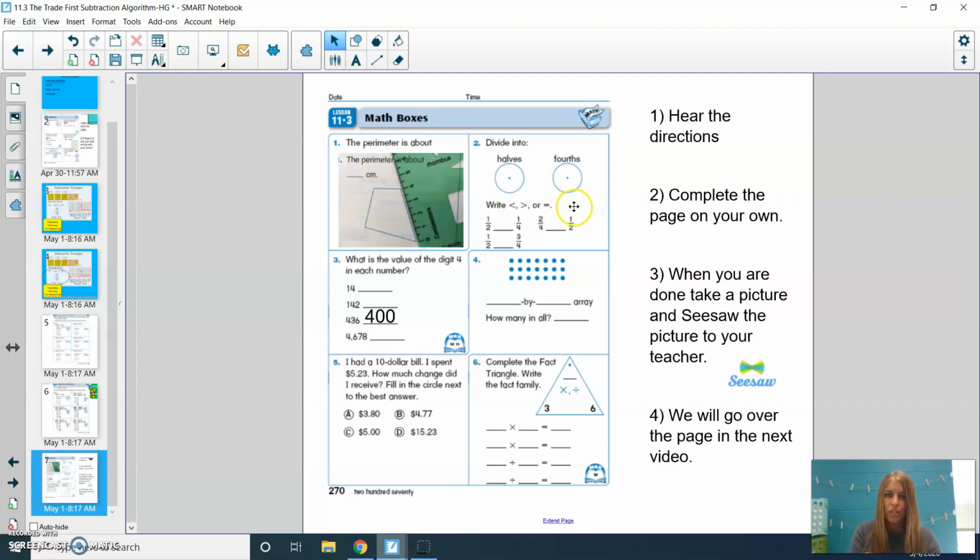For question number 2, divide these circles. Divide the first one into half. Divide the second one into fourths. Once you have those divided, then you're going to compare using less than, greater than, or equal to.